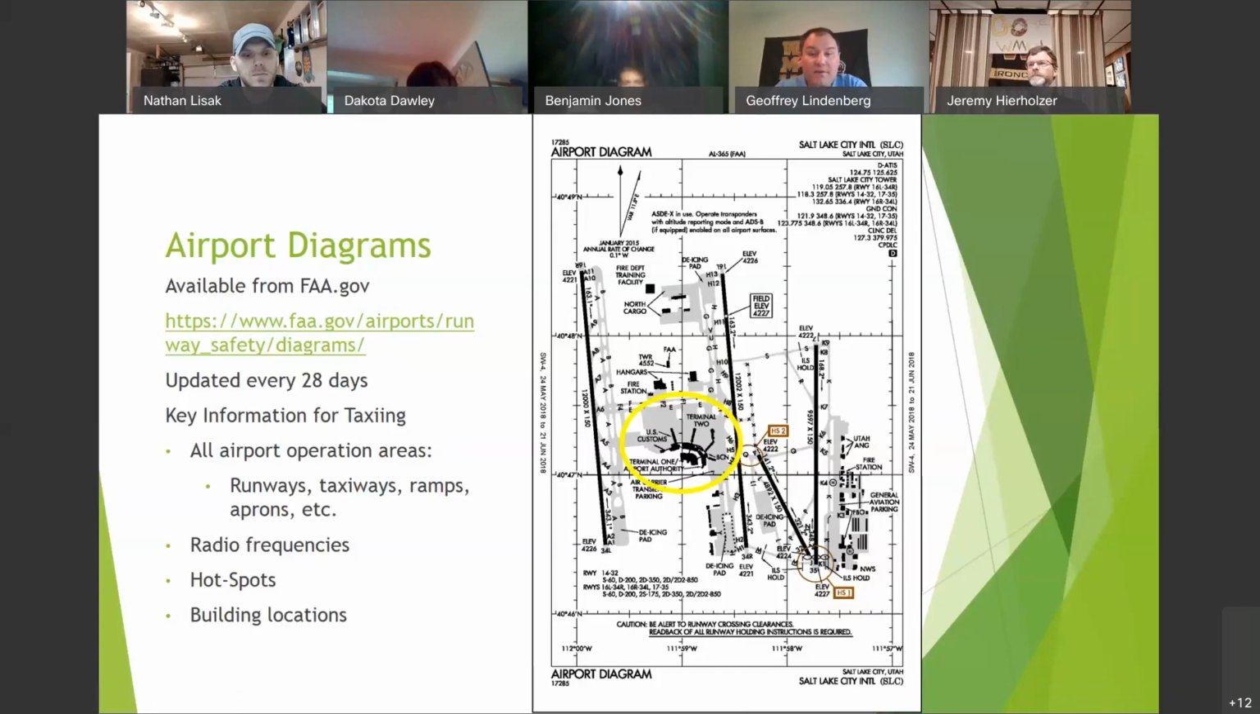Okay. Other things are building locations. You can see in black here, we have the terminal buildings. You can also see there are things like hangars, fire stations, general aviation areas. FBO would be listed on these. De-icing pads, cargo ramps, and that kind of thing. So all these buildings, if you're taxiing to a terminal or if you're taxiing from a hangar, that kind of thing, it's important to know where these are.